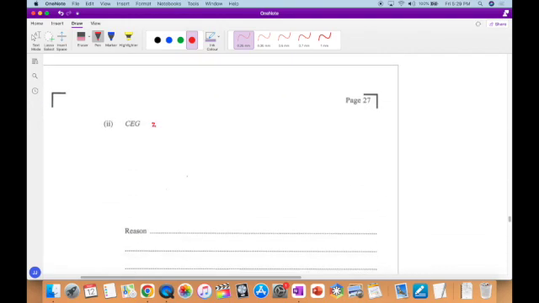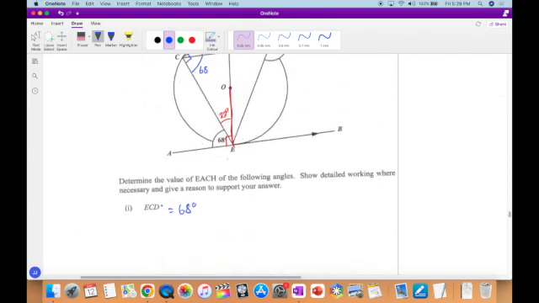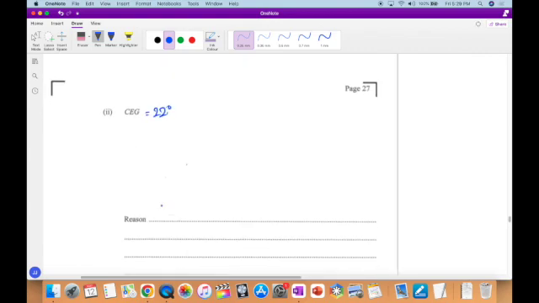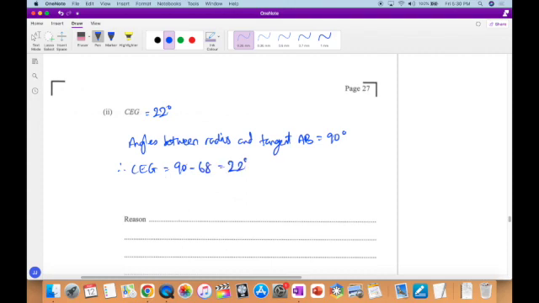So that angle there is 22 degrees, and the reason why, please do not write with red ink on your paper, reminding you again, is because the angle between the radius and tangent AB is 90 degrees. Therefore, CEG would be 90 minus 68, which is 22 degrees.